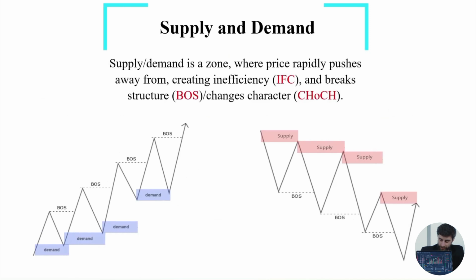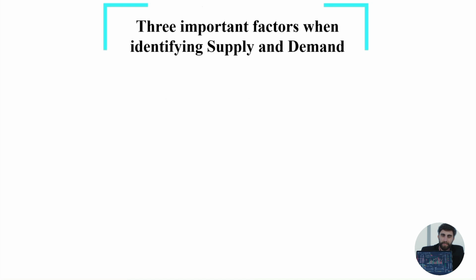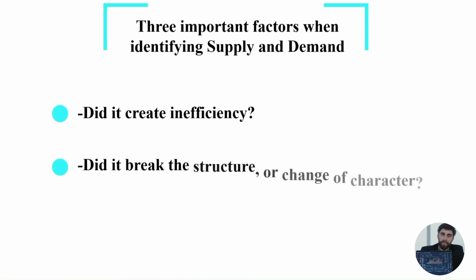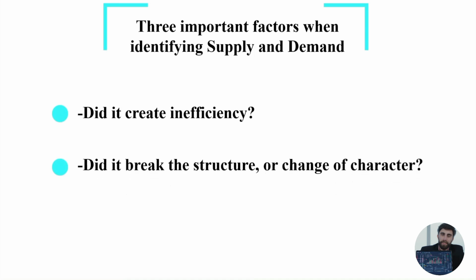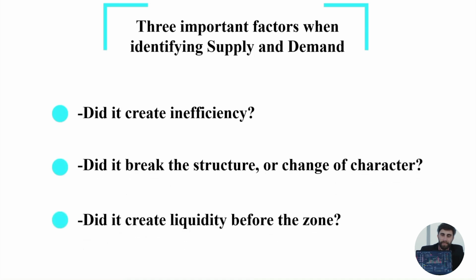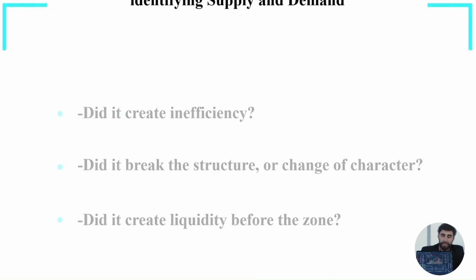Supply or demand is a zone where price rapidly pushes away, creating inefficiency and a break of structure or change of character. There are three factors to consider when identifying supply and demand areas for trading. Did it create inefficiency? Did it break the structure or change the character? Did it create liquidity before the zone?